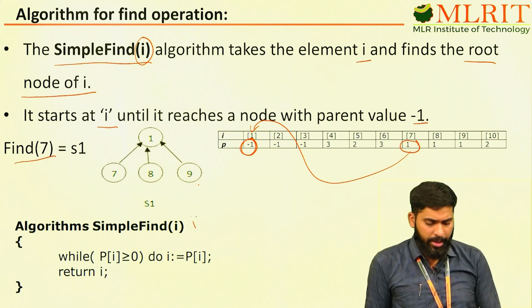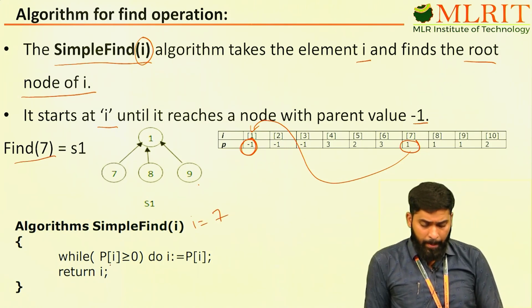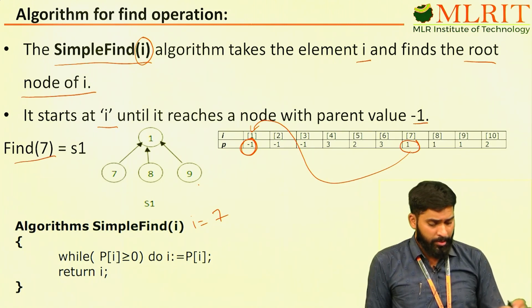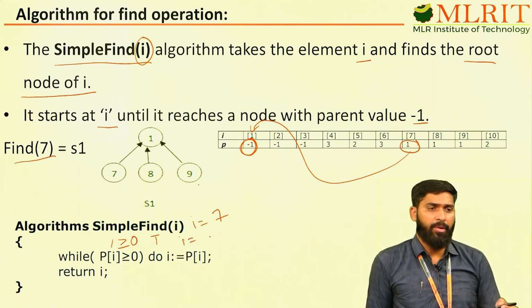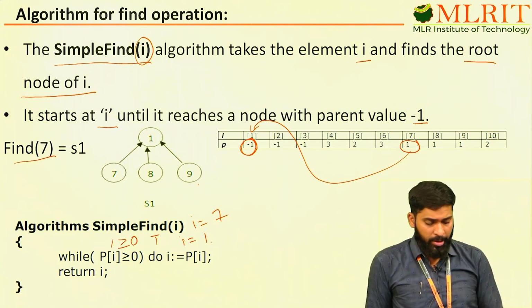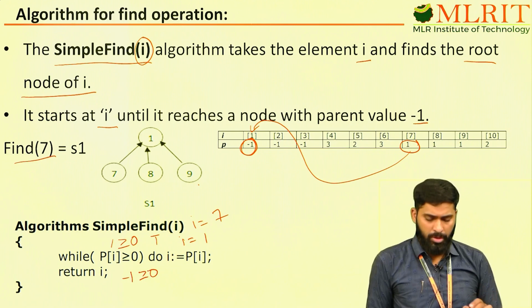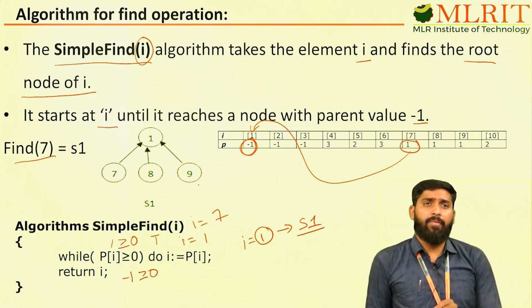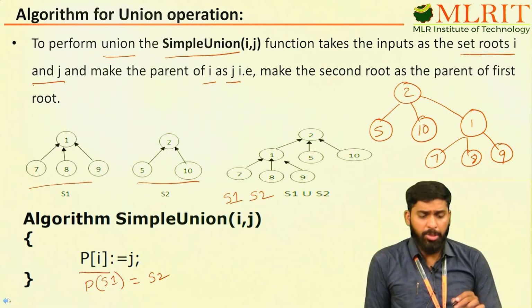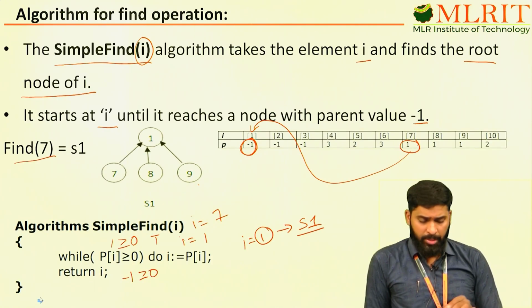Now what is the I value? I equals 7. While parent of I, what is the parent of I here? 1. 1 greater than 0 is true. So I make I equals parent of I. What is the parent of I here? 1. Again we check that. What is the parent of 1? That is minus 1. Minus 1 greater than or equal to 0? False. So it returns the I value. What is the I value now? 1. So 1 represents S1. That means the 7 is found in S1. So these two are the simple union and simple find.